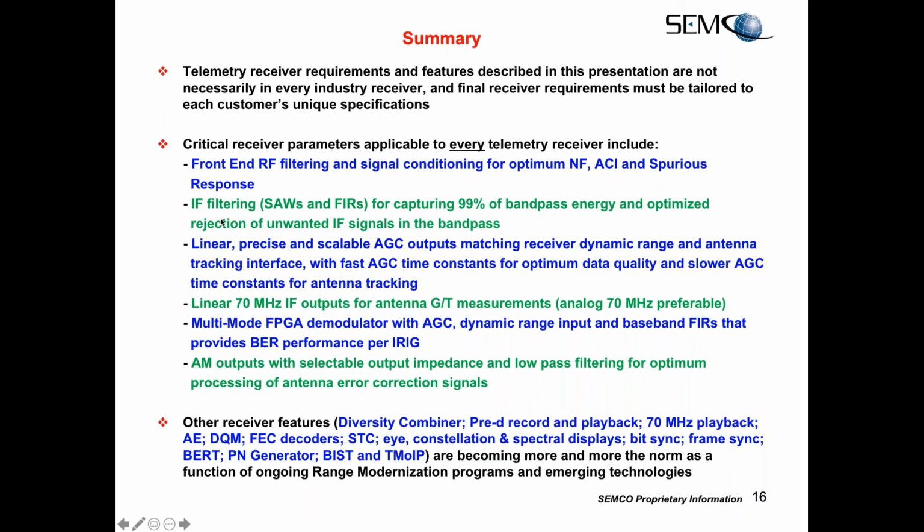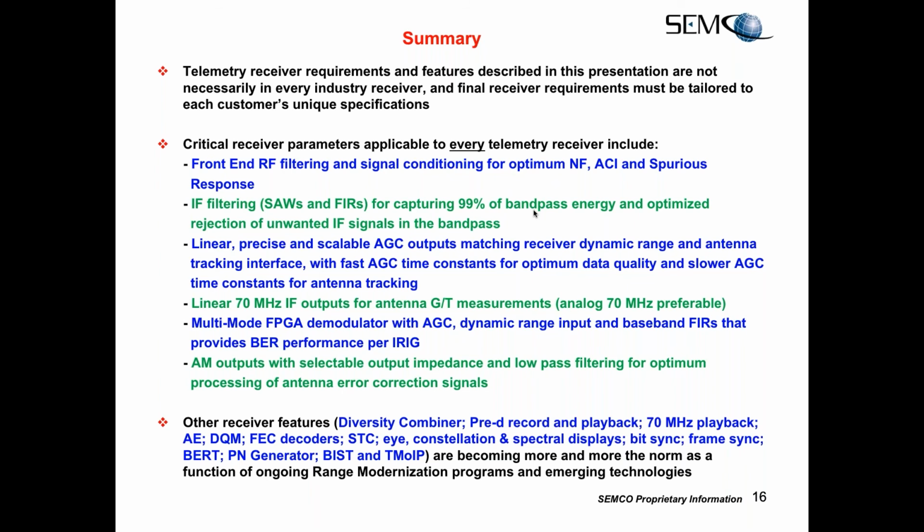You need to make sure that IF filtering, preferably a combination of SAWs and FIRs, is used for capturing the 99% of bandpass energy and optimizing rejection of unwanted IF signals in the bandpass. You want to take a close look at the linearity, accuracy, and scalability of the AGC outputs. You want the fastest AGC time constant for optimum data quality, and you want a slower fixed AGC time constant for antenna tracking. You need to see if the receiver actually provides both of those capabilities, or whether you have to look at a receiver as strictly a data receiver, and then look at a dedicated tracking receiver with a slower AGC time constant.